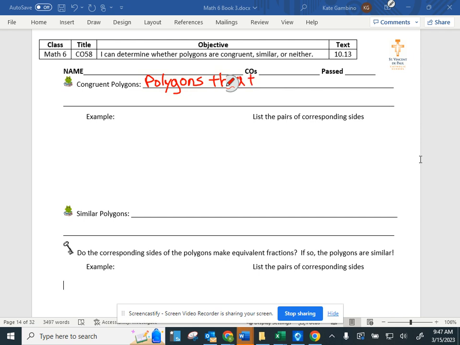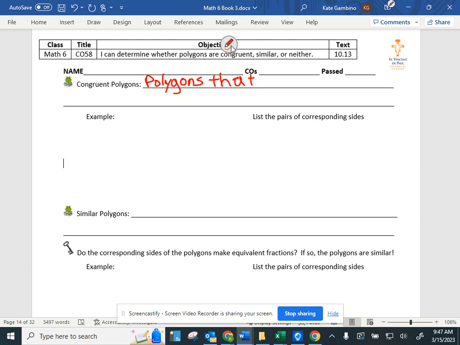I don't know why this is here. Let's see if I can move that marker out of the way. It's not. Oh, technology.